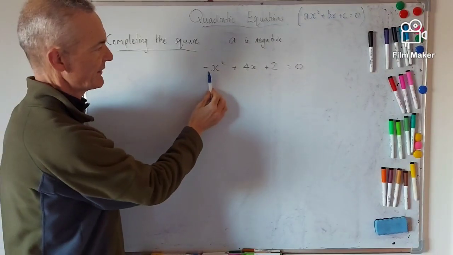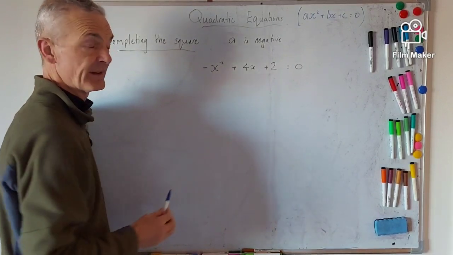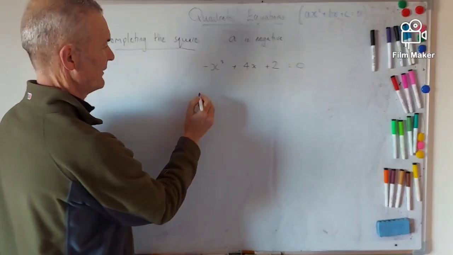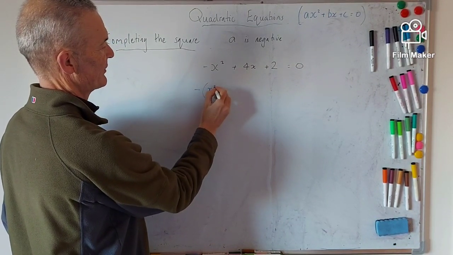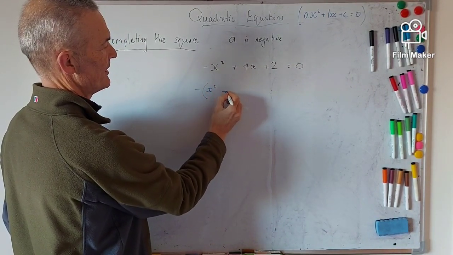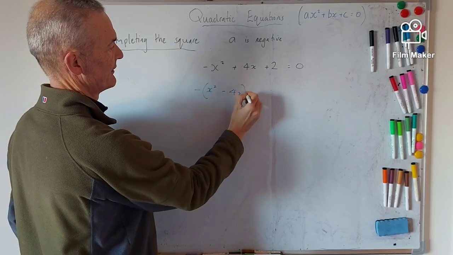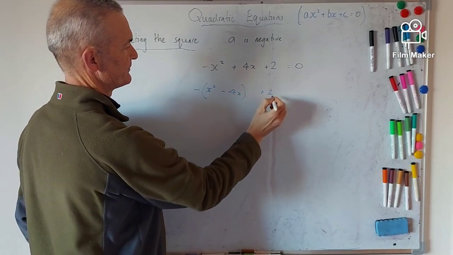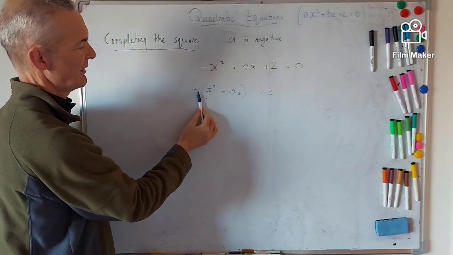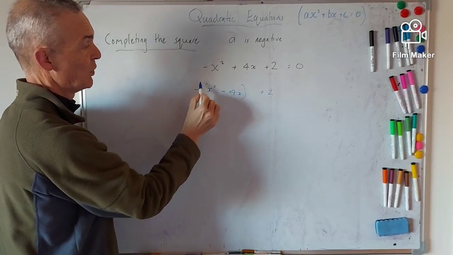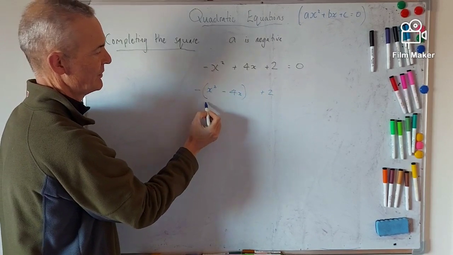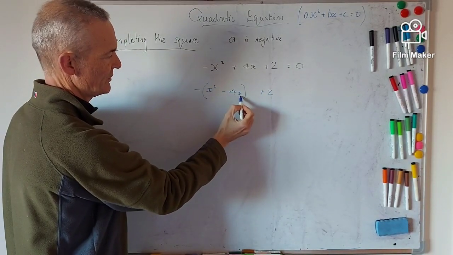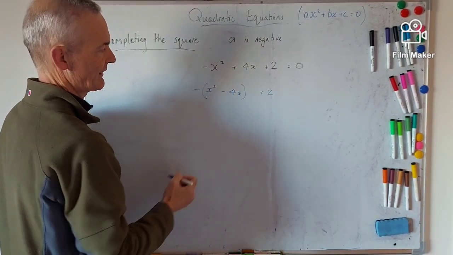Well, what we want to do to start with is factor out this -1. So we're going to have negative, and then I'm going to have x squared minus 4x plus 2. So if you think about this, minus 1 in effect times x squared is minus x squared, and -1 times minus 4x gives us the positive 4x.